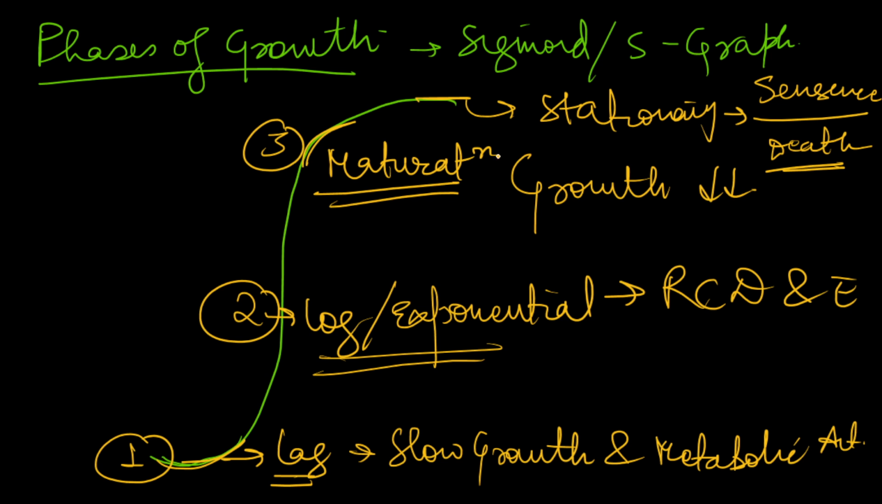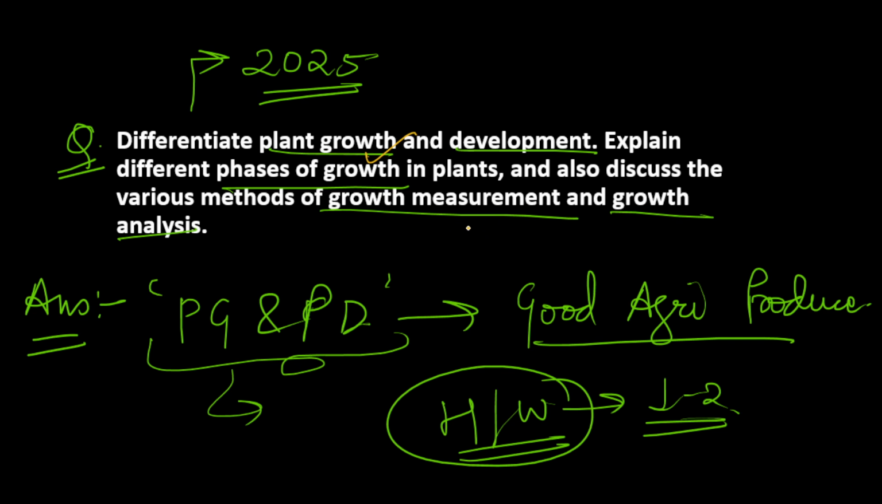So this is what phases of growth is: lag phase, log phase, maturation phase, and stationary phase. This is what you can mention using this graph. In lag phase there is slow growth, in log phase very rapid growth, in maturation growth slows down, and in stationary phase the growth halts. So this is phases of growth, and using this graph you can explain this. So this was the second part of the question. Now the third part of the question, the various methods of growth measurement and growth analysis.